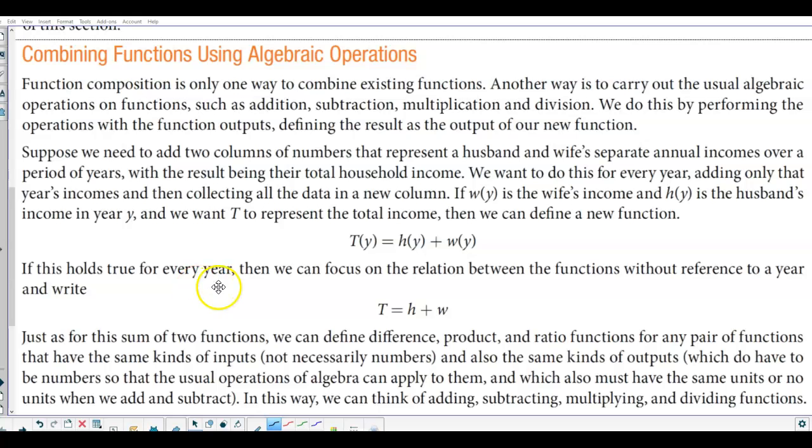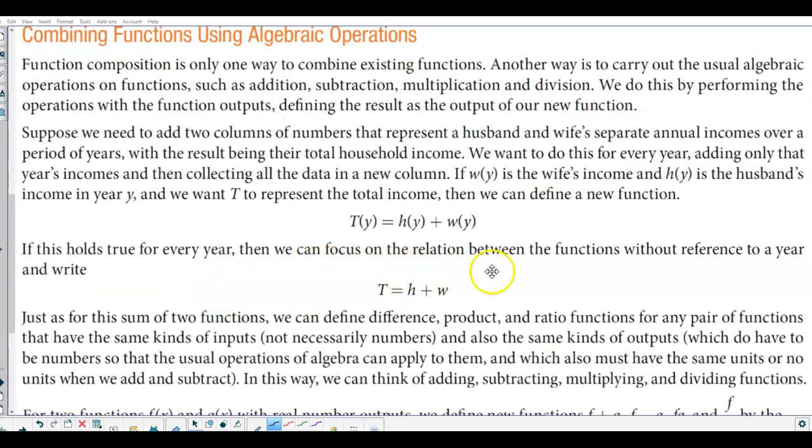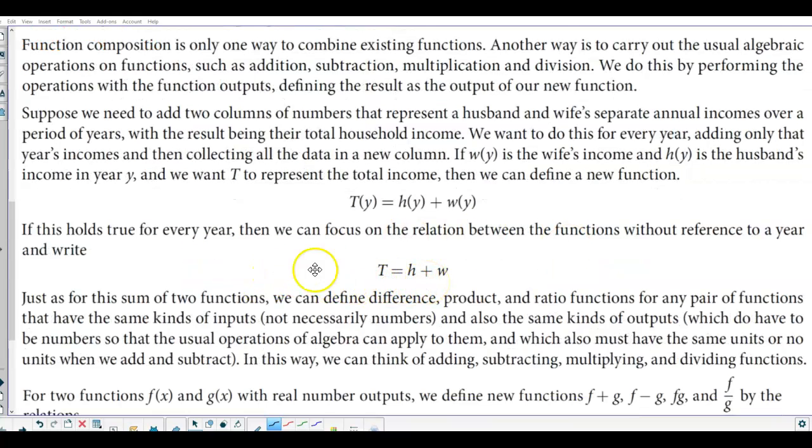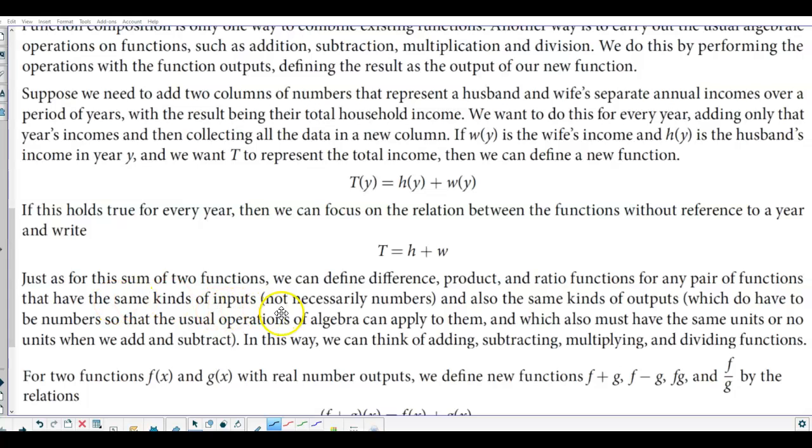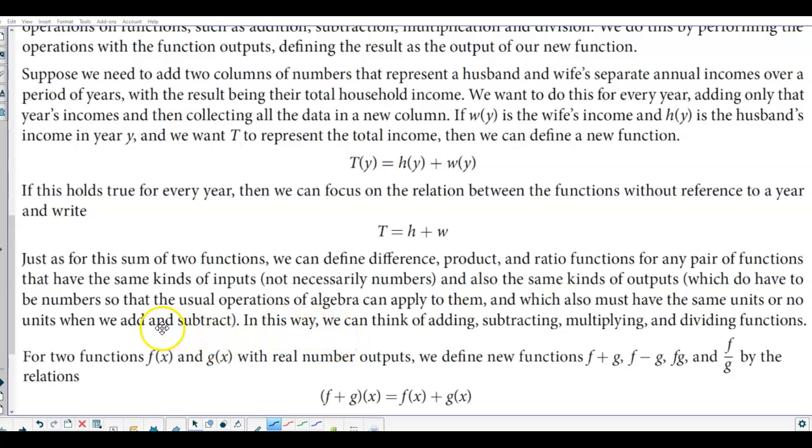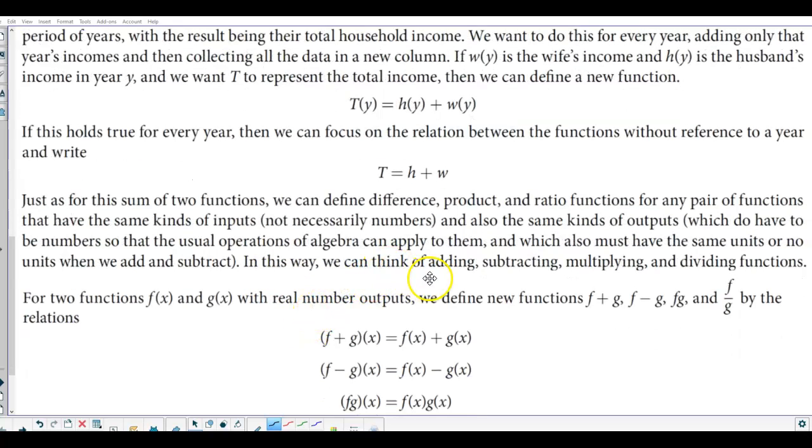Now, if this holds true for every year, then we can focus on the relation between the functions without reference to a year and write T equals H plus W. Just as for this sum of two functions, we can define difference, product, and ratio functions for any pair of functions that have the same kinds of inputs, not necessarily numbers, and also the same kinds of outputs, which do have to be numbers, so that the usual operations of algebra can apply to them, and which also must have the same units or no units when we add and subtract. In this way, we can think of adding, subtracting, multiplying, and dividing functions.